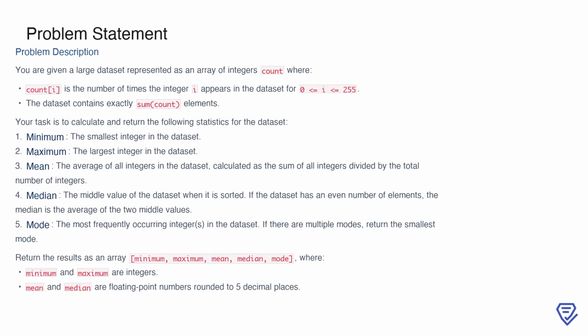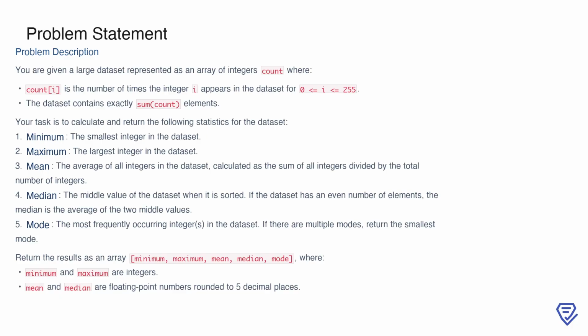In this problem, we are tasked with analyzing a large dataset represented as an array called count. Each index I in this array corresponds to the integer I, and the value at that index, count[I], tells us how many times I appears in the dataset. Importantly, the entire dataset has exactly sum(count) elements, meaning the sum of all the values in the count array gives us the total number of integers in the dataset.